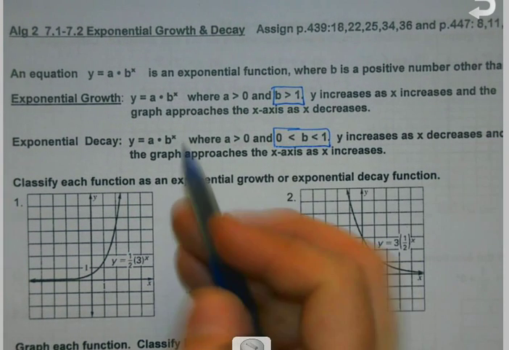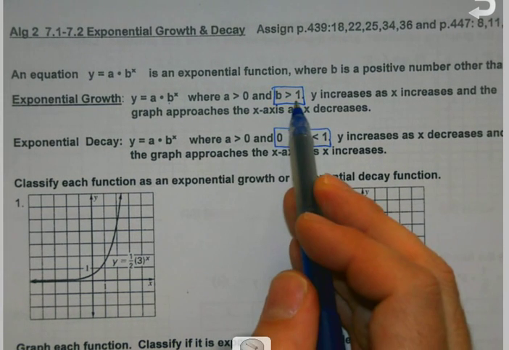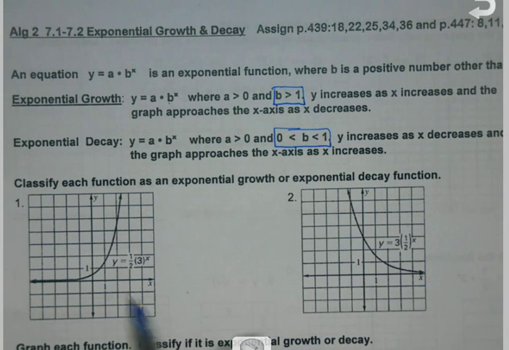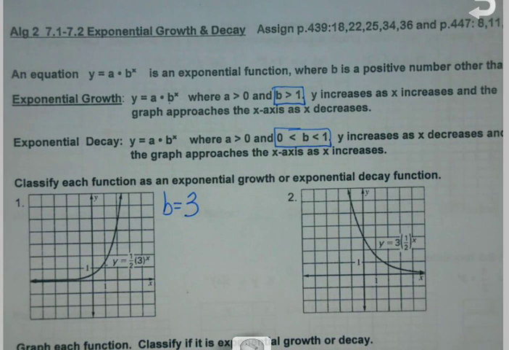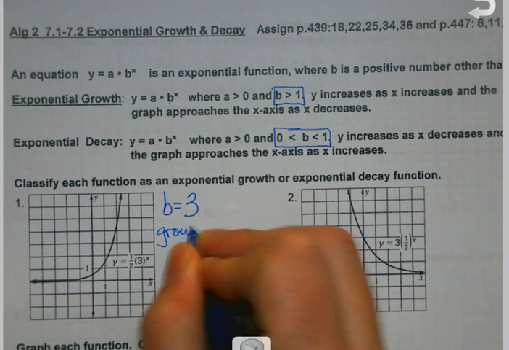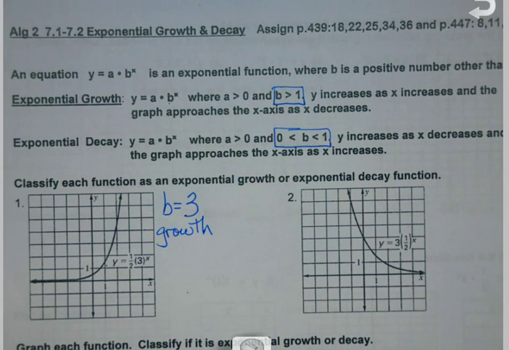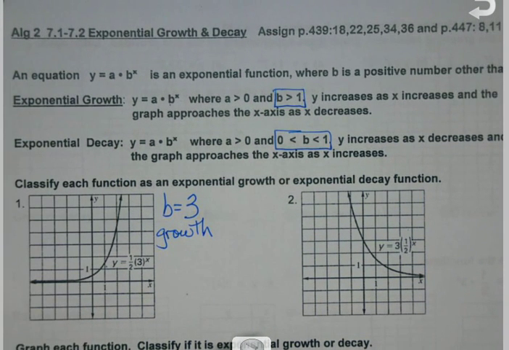Okay. This B value, this number that I'm taking to the x power, determines whether it's going to be growth or decay. If it's greater than 1, it's going to be growth. My graph is going to go up to the right. So like for instance in this example in number 1, my B value is 3. It's the one I'm taking to the exponent. And we'll talk a little later about what that 1/2 does. But anytime that we see that B value greater than 1, we can know it's growth even if I didn't see the graph part.